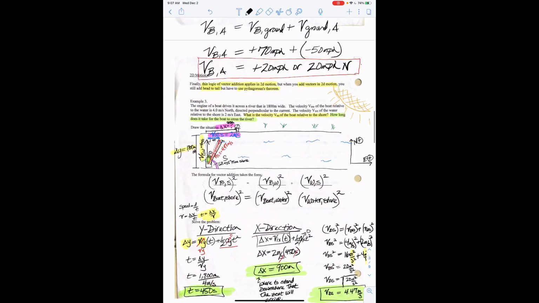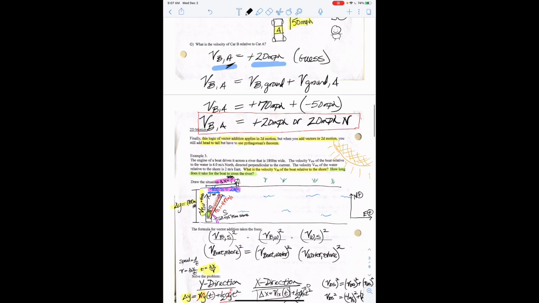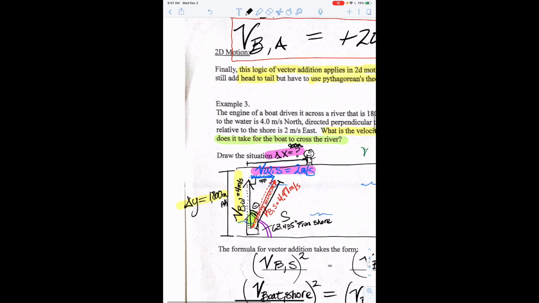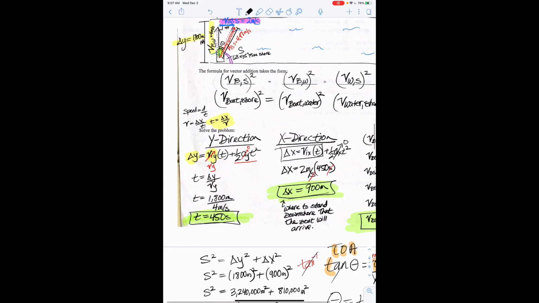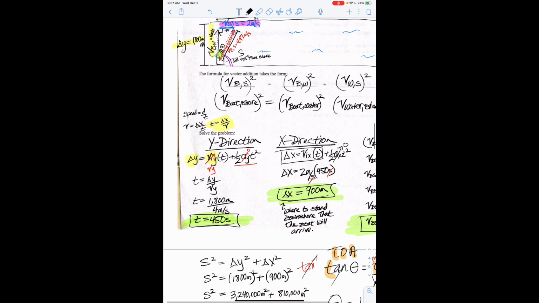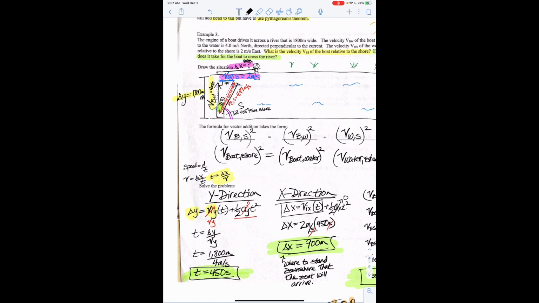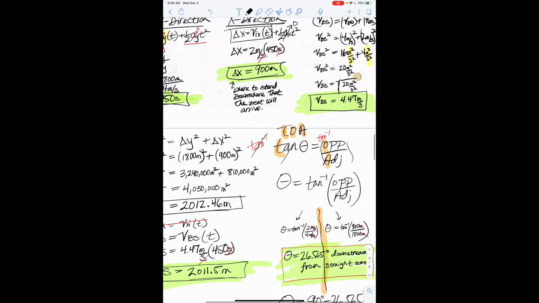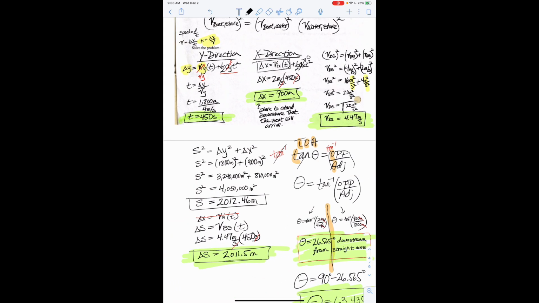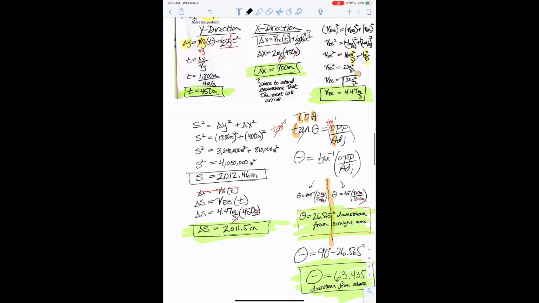But the key idea is draw the picture out, split it into components. It's already done for you. Work with one direction at a time. Get the time, which links them all, links both directions, and that 450 seconds is the time you're traveling in the X direction, in the Y direction, and in the combined directions, which we call kind of like an S direction for spatial position. But yeah, hopefully that's making sense, and that's all there is to it.